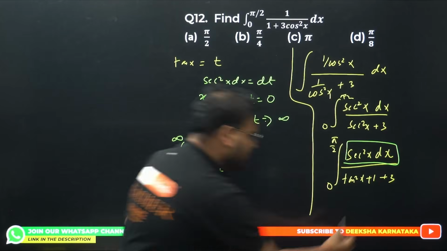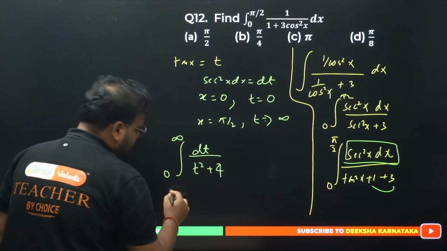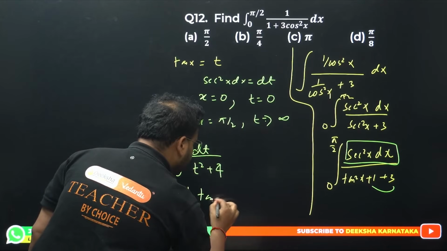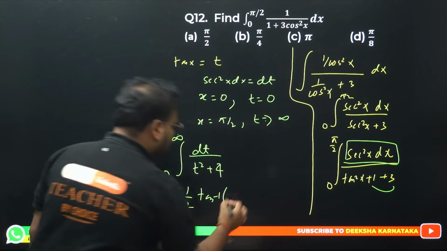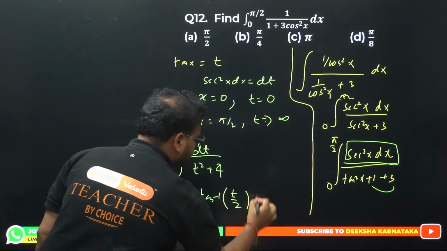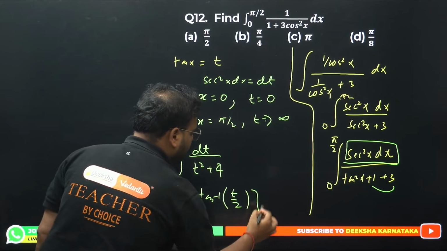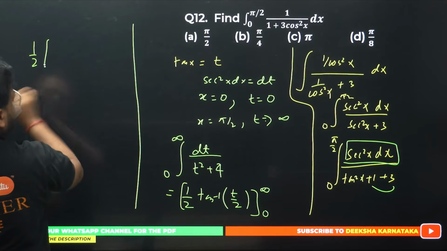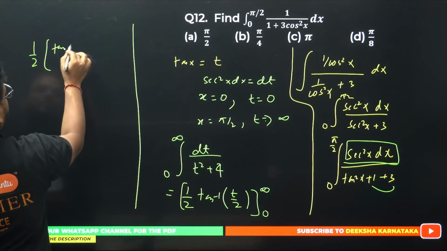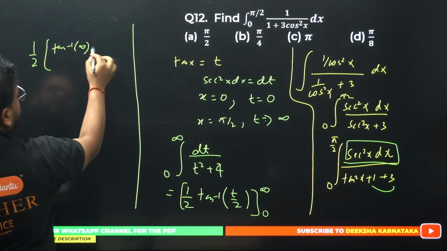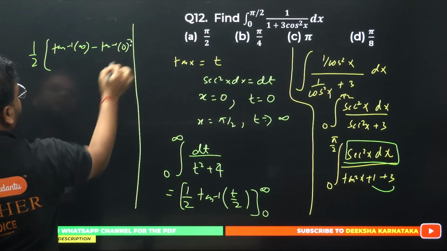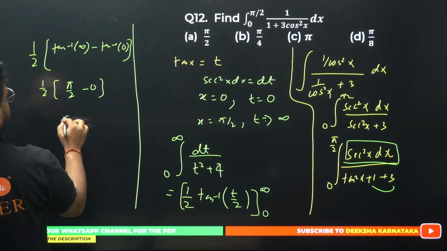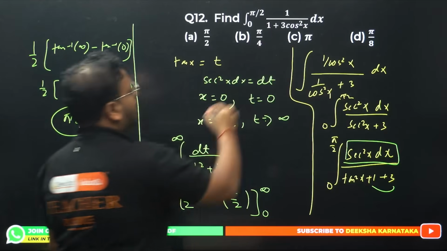Correct now? 3 plus 1 is 4. Formula is there for this: 1 by a, tan inverse of t by a. So t by 2, from 0 to infinity. Have a look. 1 by 2 is a constant, keeping it outside. Tan inverse of infinity minus tan inverse of 0. What I get for this? 1 by 2, this is going to be pi by 2 minus 0. Answer is pi by 4. Option B is correct.